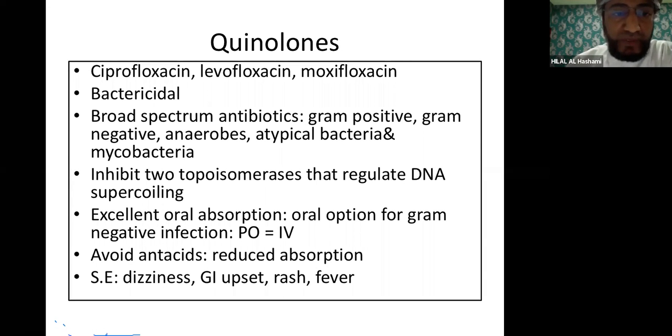aminoglycosides. Moving on to quinolones, like ciprofloxacin, levofloxacin, and moxifloxacin. They are bactericidal and broad spectrum antibiotics. They cover gram-positive, gram-negative, some anaerobes, atypical organisms, and mycobacteria. They inhibit topoisomerase, which usually regulates DNA supercoiling.